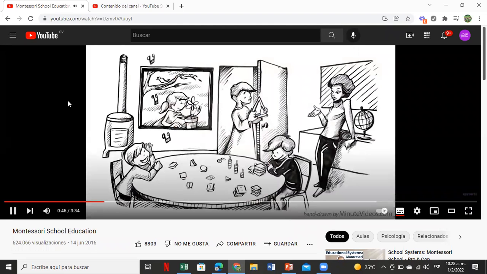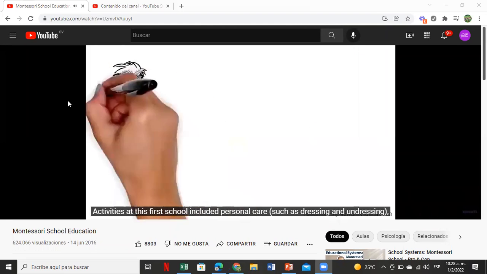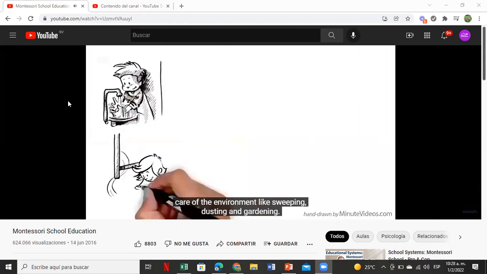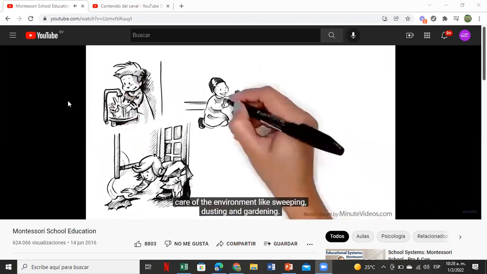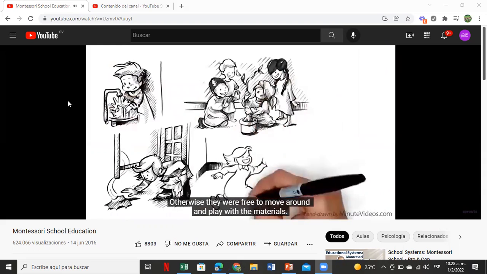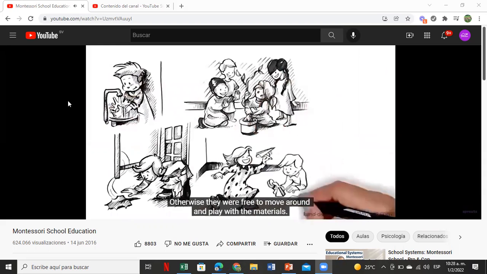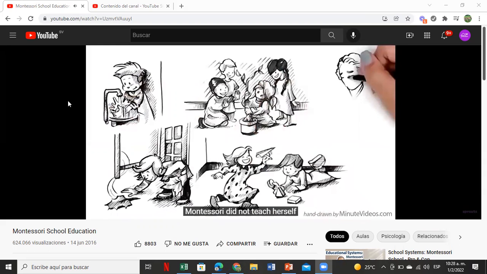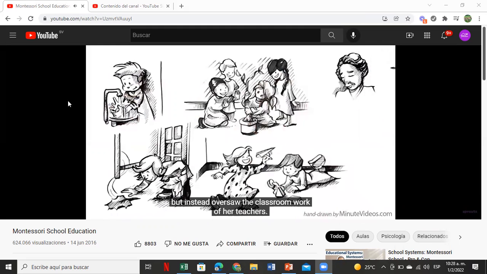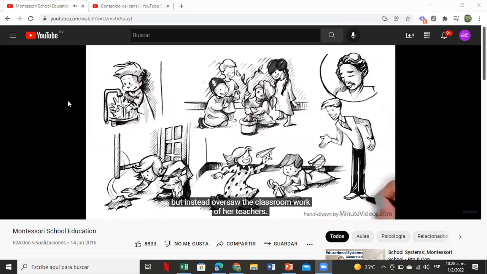Activities at this first school included personal care, such as dressing and undressing, care of the environment, like sweeping, dusting, and gardening. Otherwise, they were free to move around and play with the materials. Montessori did not teach herself, but instead oversaw the classroom work of her teachers.